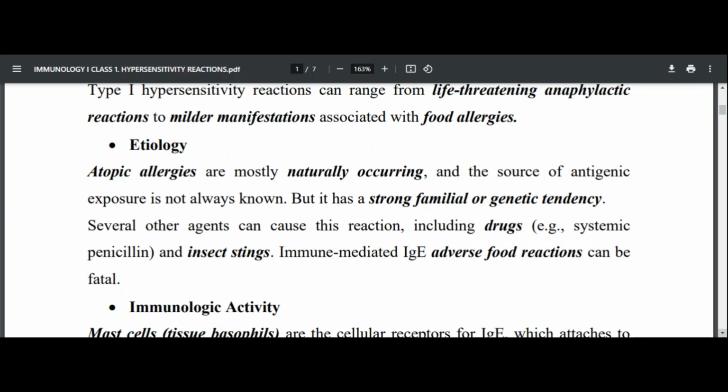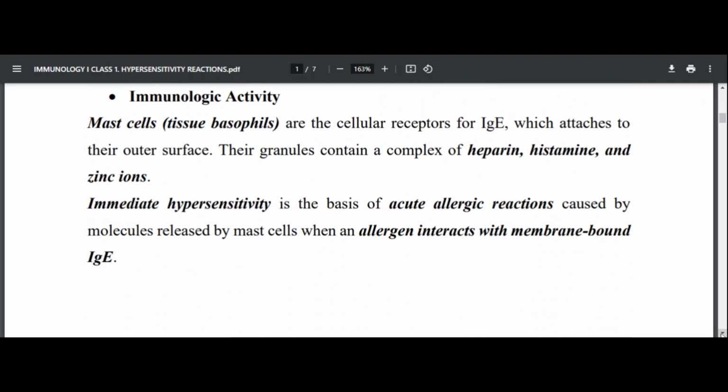So immunological activity in type 1 hypersensitivity involves mast cells or tissue basophils, which carry cellular receptors for immunoglobulin E, which attach to their outer surface, and their granules contain a complex of heparin, histamine, as well as zinc ion. In this case now, there will be interaction of allergen with membrane-bound immunoglobulin E, which leads to acute allergic reaction.